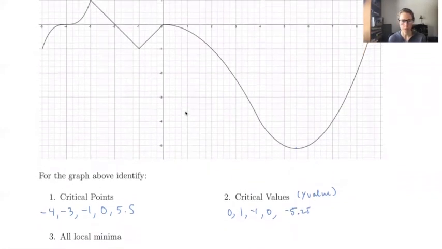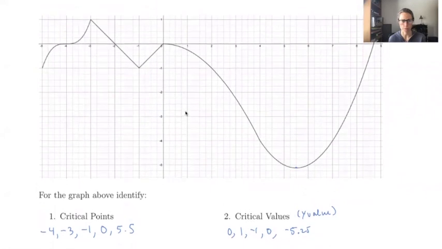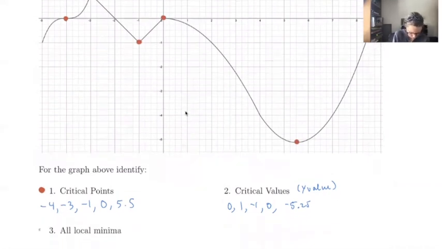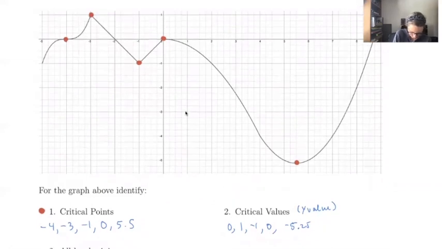Okay, where are the local minimum values at? So I'm going to go ahead and try to mark all the critical points in orange. So critical point, critical point, critical point, critical point, and critical point. And we'll do the minimum values in green. So minimum values, it looks like we've got one at -1 and -5.5.